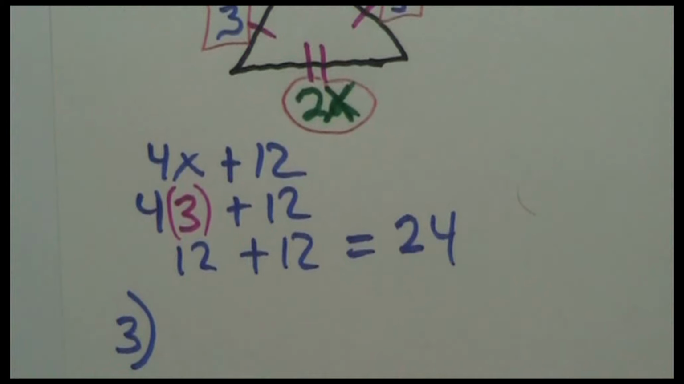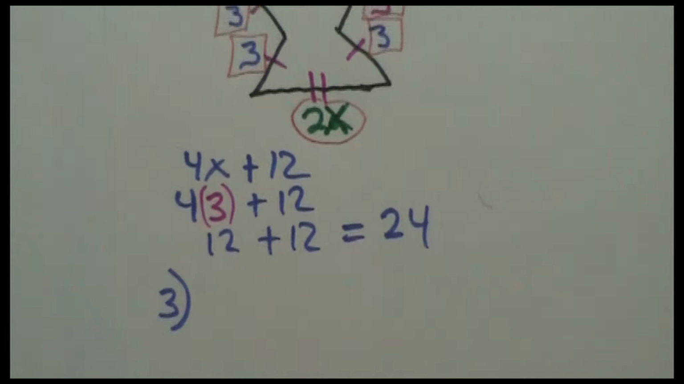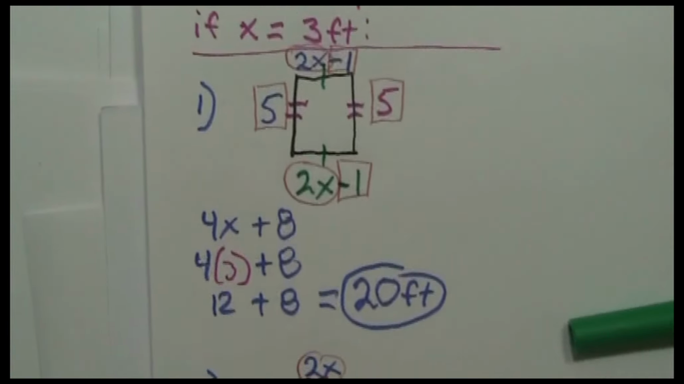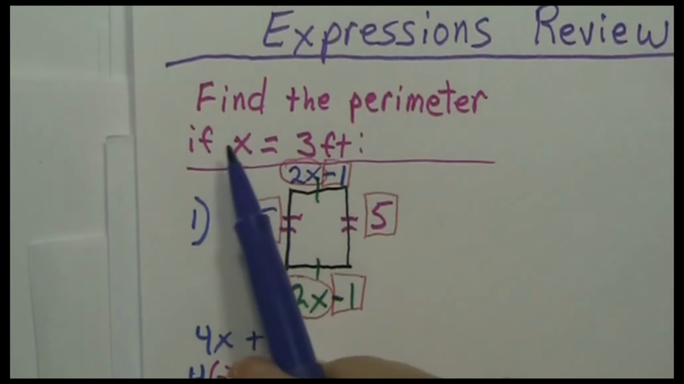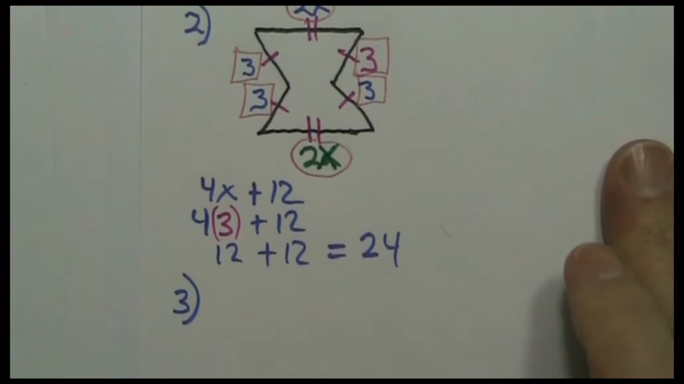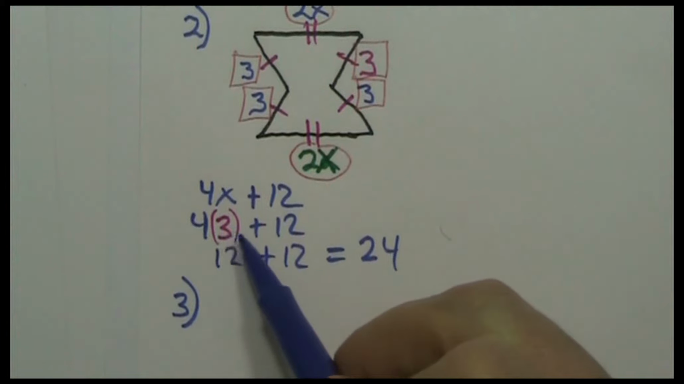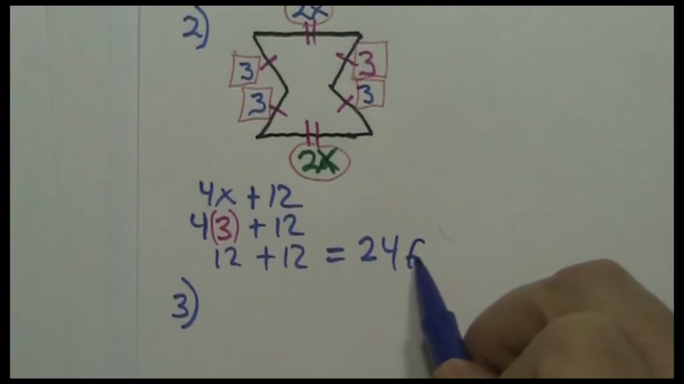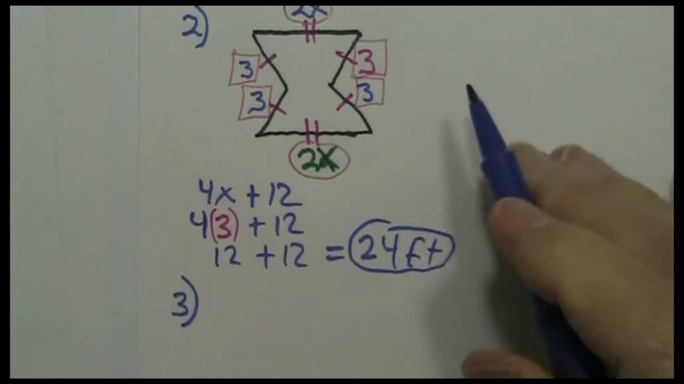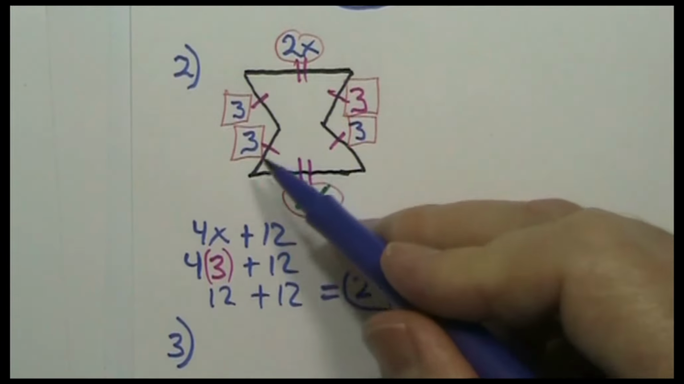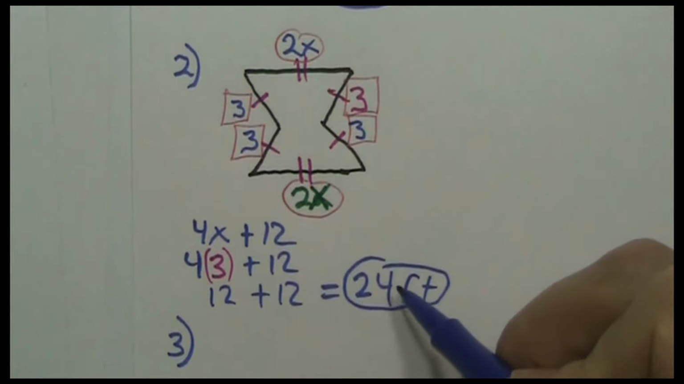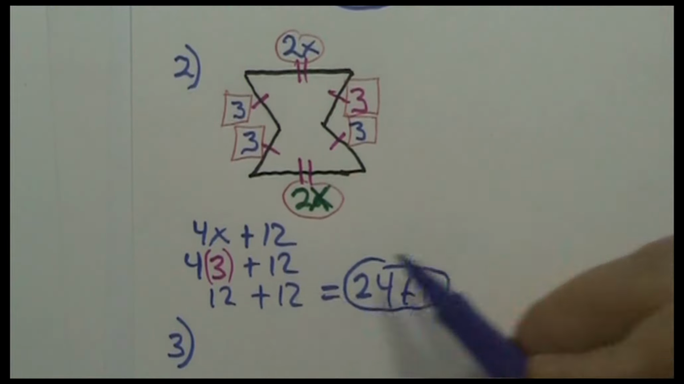24. Okay, so just to go back up a little bit, we put a 3 in there because it told us in the directions to find the perimeter if x is 3 feet. So if x is 3 feet, that's 12 plus 12, that's 24 feet. So the perimeter going around here, the length, if x is 3 feet, this whole thing going around is 24 feet if x is 3.